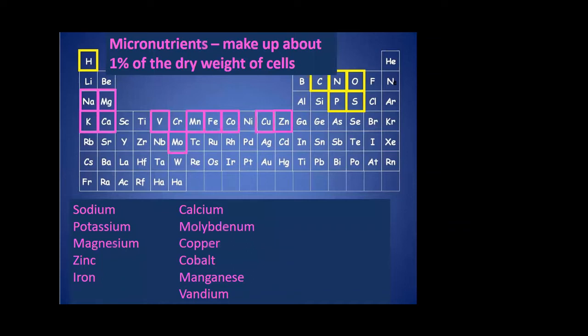The others are our trace elements. These are things that are needed by cells, but only in small amounts. Sodium, potassium, magnesium are electrolytes, zinc and iron, calcium, copper, molybdenum, cobalt, manganese, vanadium, all of those are in one way or another important for our cells.